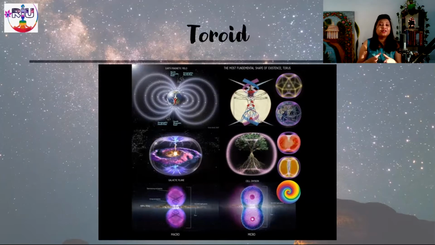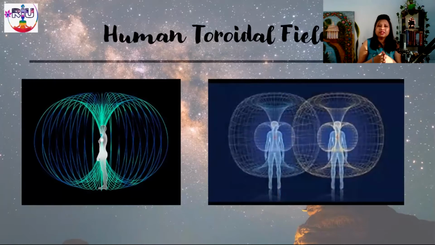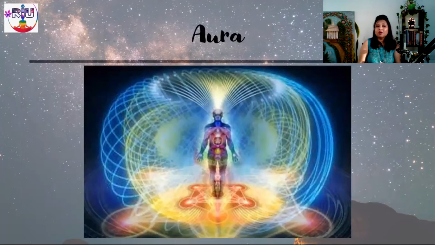A toroidal energy field is a field that exists around any object. It can be a living or non-living thing, even around the universe as well. Even our human body also has a toroidal field. It is also known as the aura.